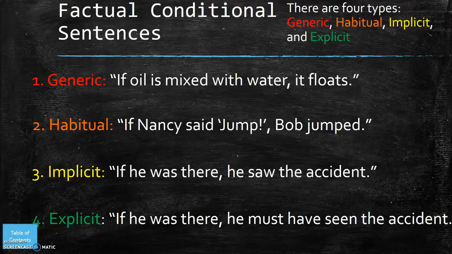And the fourth kind, explicit: if he was there, he must have seen the accident. So just a little bit different from implicit. You are essentially conveying the same message, but with a bit stronger of an attitude. Okay, so he must have seen the accident. All right, we're saying there's no question about it. Okay, it's fact.